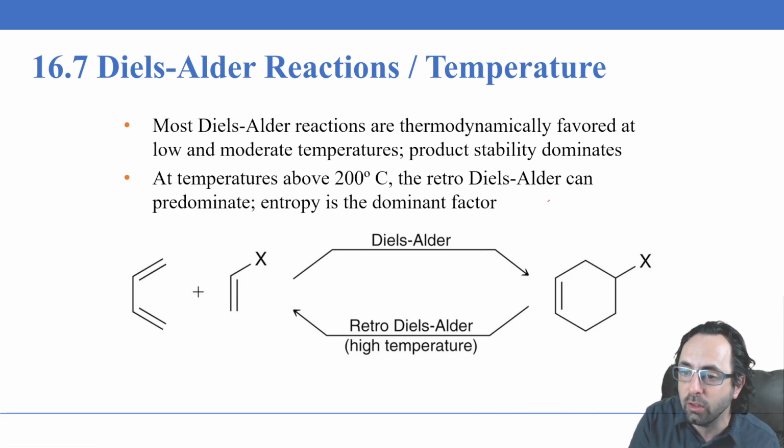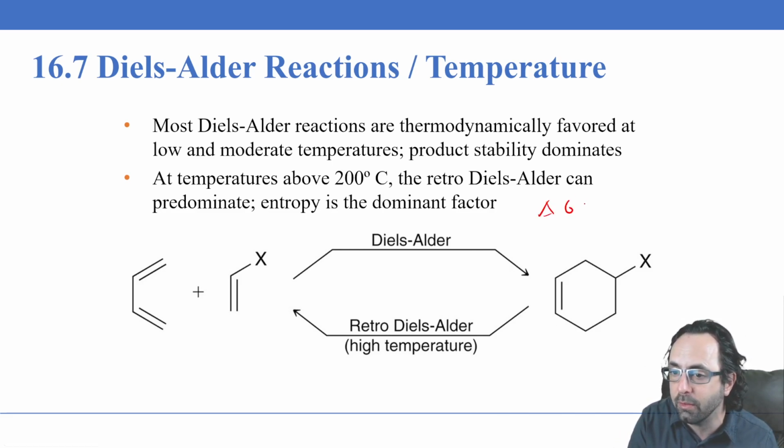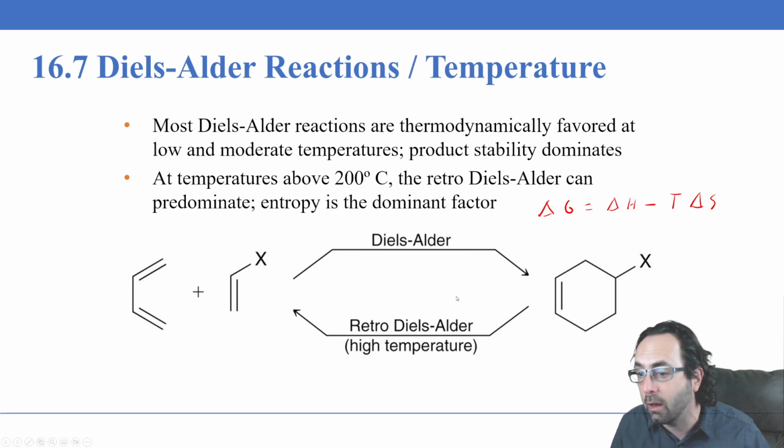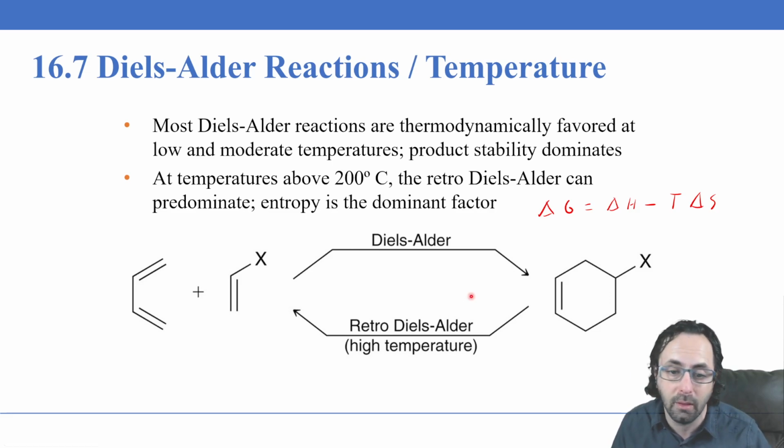Remember the equation. This is one you should never forget. Delta G equals delta H minus T delta S. The entropy term here, going left to right, gets bigger at higher temperatures. When the entropy term is very high, the reaction is going to go in the direction that is greater in entropy, which will be to the left.